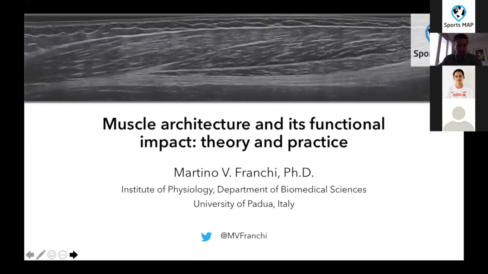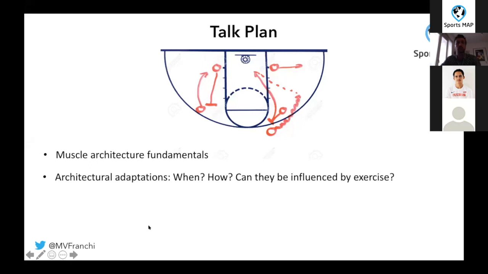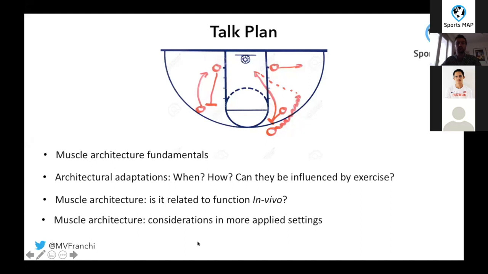So, my talk plan. Whoever knows me knows that I'm a huge basketball fan, so when I think about a talk plan, I always think about the basketball coach's board. I'll talk about muscle architecture fundamentals. Then I will talk about what happens when we see architectural adaptations, when we see them, how, and if they can be influenced by external stimuli like exercise. I will talk a little bit about muscle architecture and its relation to function in vivo and the evidence that we have in the literature. And then I will make some little considerations for more applied settings.